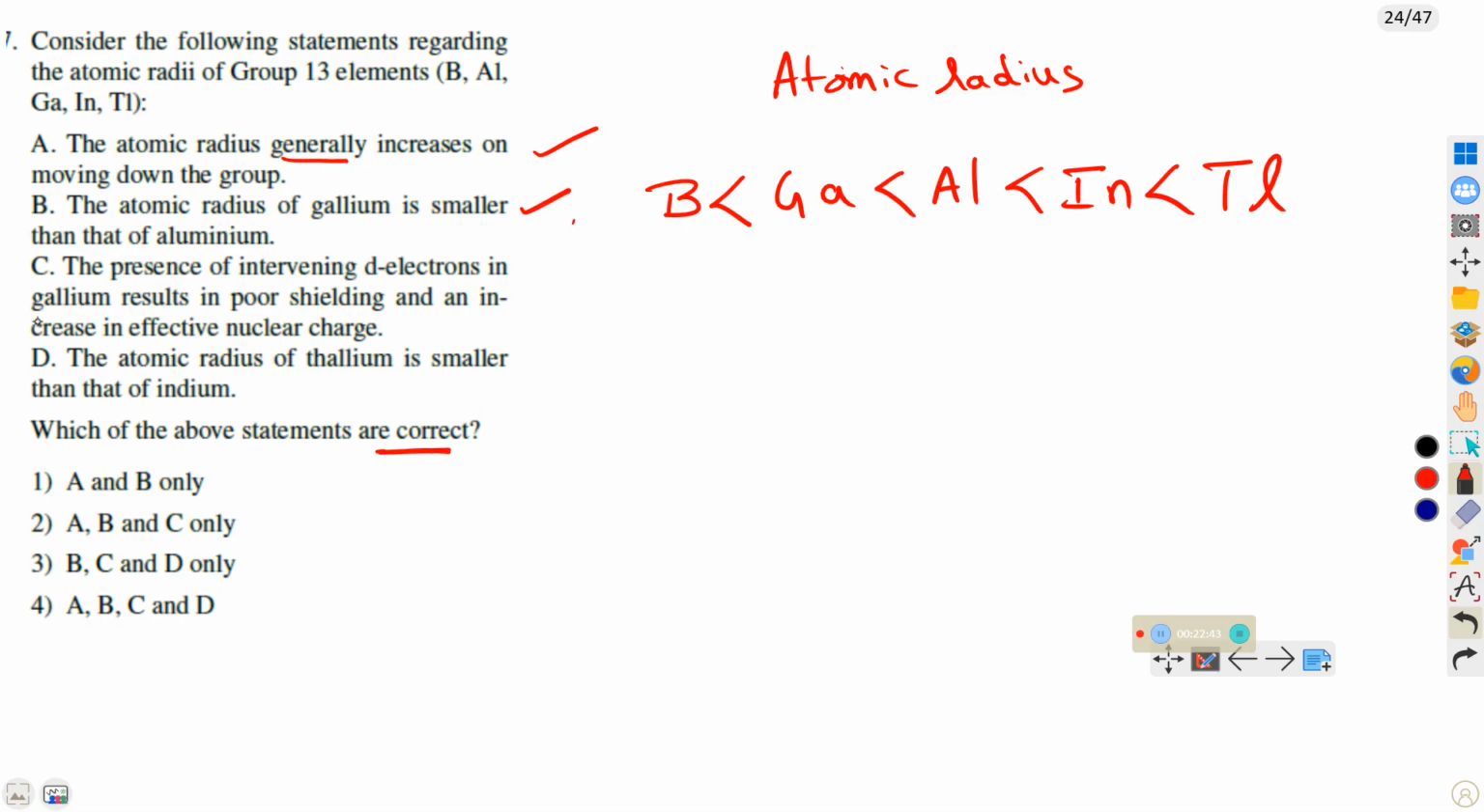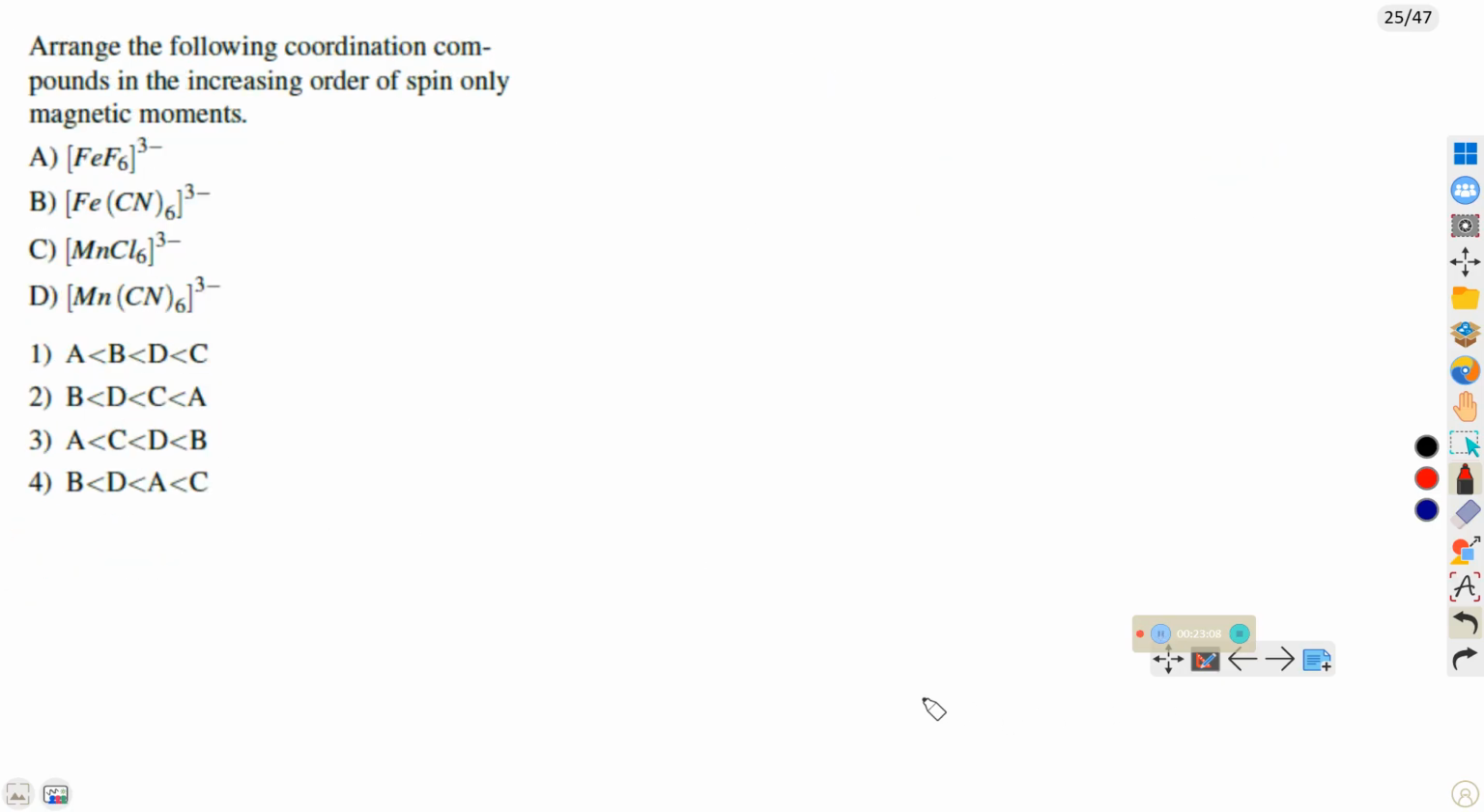Correct. The presence of intervening d electrons in gallium results in poor shielding effect and an increase in the effective nuclear charge. Correct. The atomic radius of thallium is smaller than that of radium. No. So A, B, C are correct statements.